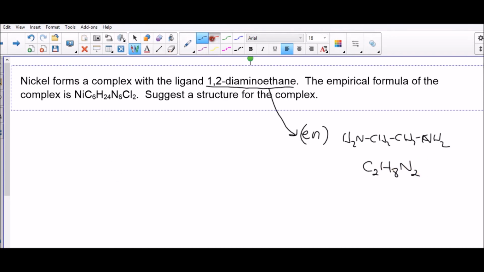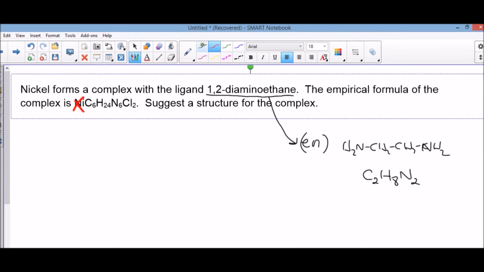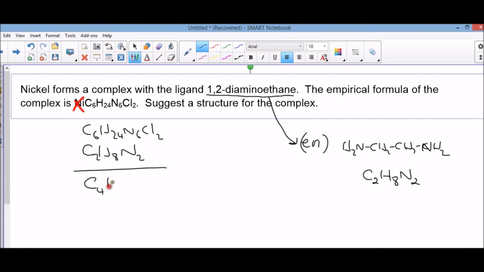So if I come now over to this empirical formula, I can ignore the nickel because I know that that's my central metal ion, and then I'm going to look at what's left. So if I try and take this away from what I've got here, if I was to do that once, that's what I'm starting with. Take one of them away, gives me C4H16N4. Take another one away.